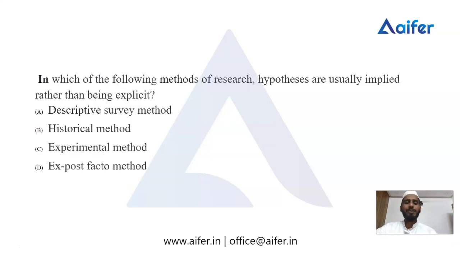Okay, then the next question is, in which of the following methods of research are hypotheses usually implied rather than being explicit? Here the key terms are hypotheses are usually implied rather than explicit. In some kinds of research the hypothesis should be explicit, especially in quantitative research. There would be an explicit hypothesis, while in qualitative research there would not be an explicit hypothesis, but there might be an implied one.